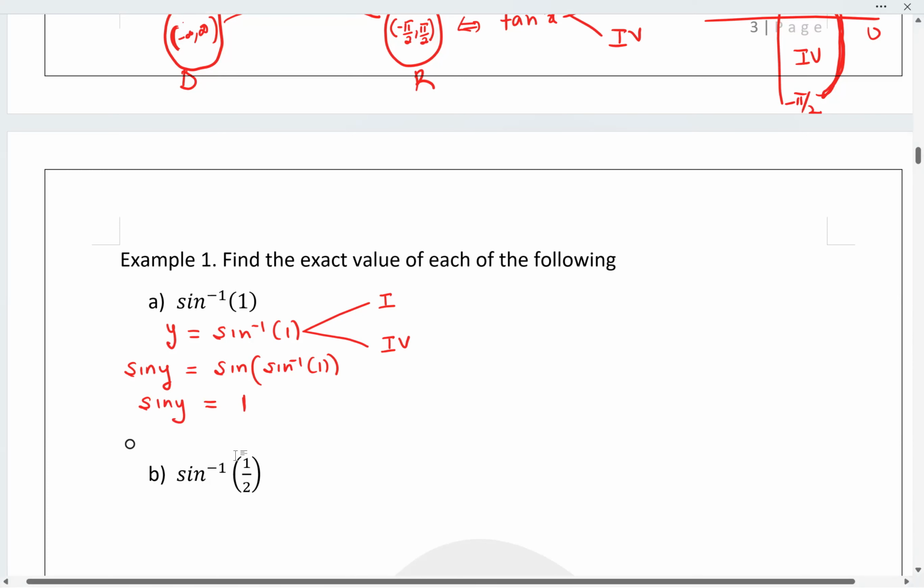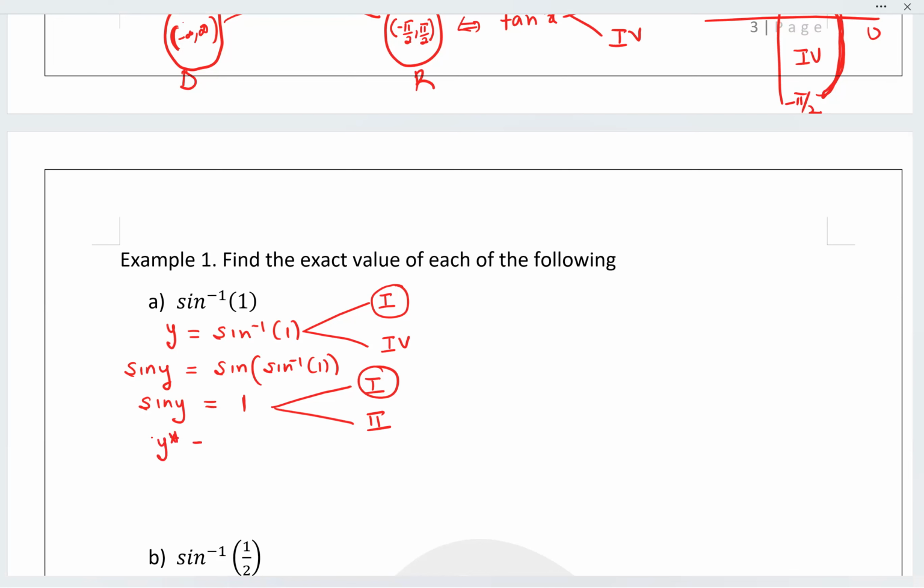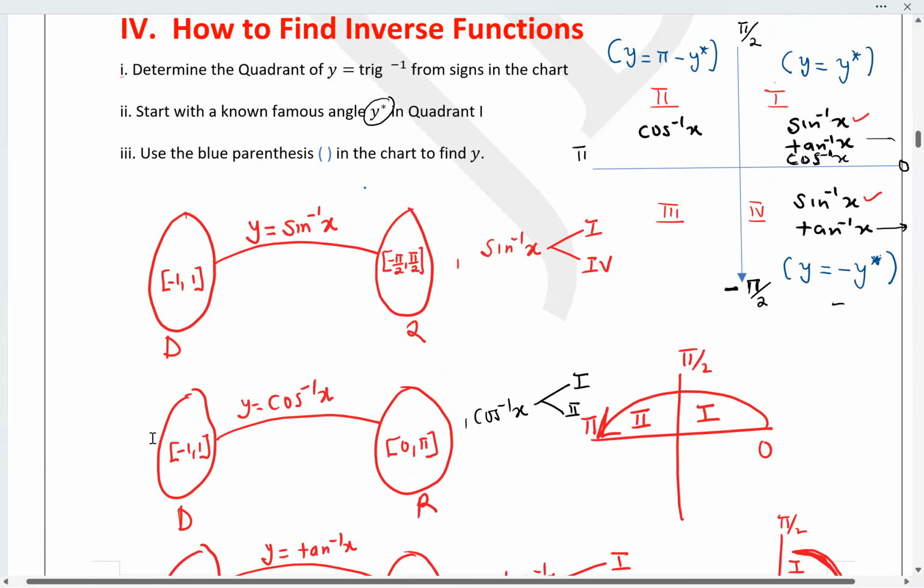So with this, now we can say that, look at this, sine y equals 1 is in which quadrant? Sine is positive only in the first or in the second quadrant. So now we will take the quadrant that is common. What is common is quadrant number 1. So it means we are in quadrant number 1, right? Then we will look for what we call the y star. Y star is always in the first quadrant, just like here, this is where we are now.